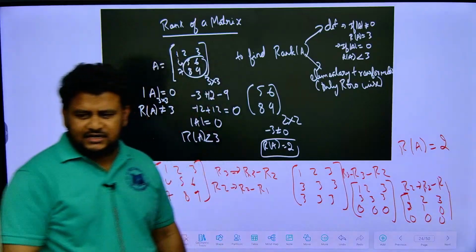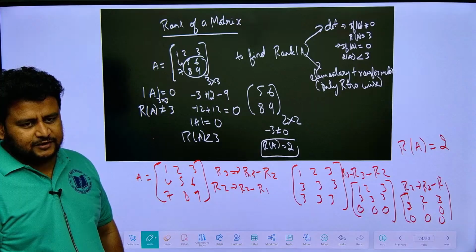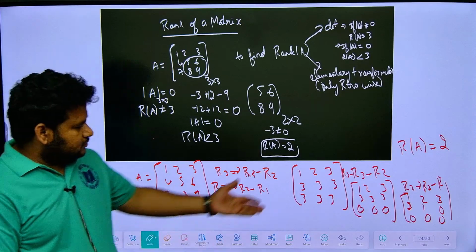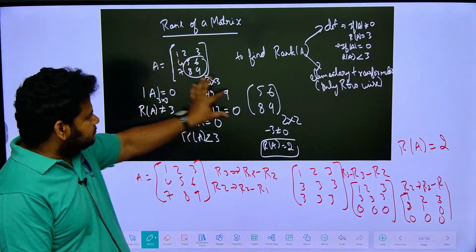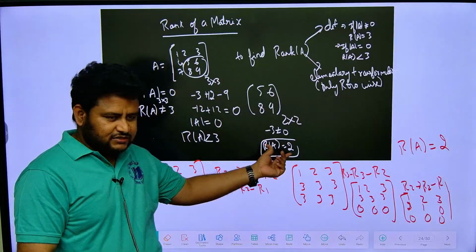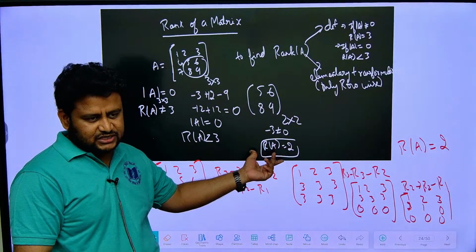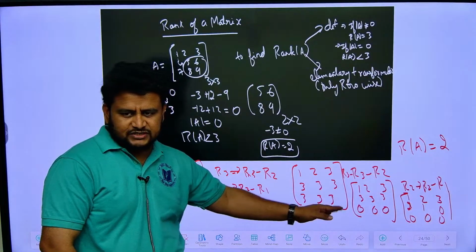So first find the determinant. If determinant is not equal to 0, you will get the rank of A is equal to 3. If it is equal to 0, it means less than 3, so you have to find it like this, with a 2 cross 2 matrix. If it is not equal to 0, you write rank of A is equal to 2, otherwise rank of A is equal to 1. Okay, clear? Otherwise you should do row wise transformation.